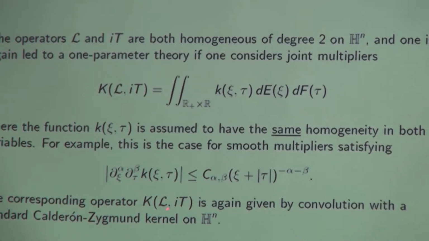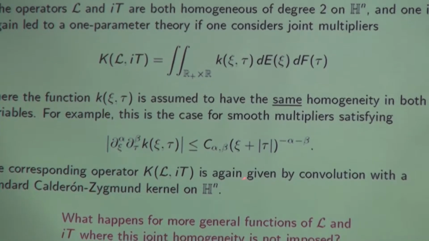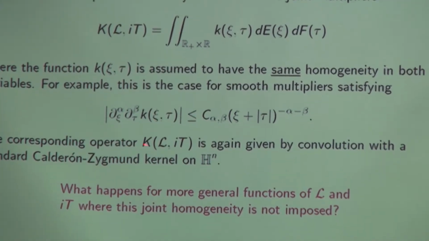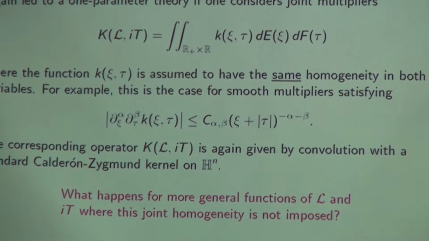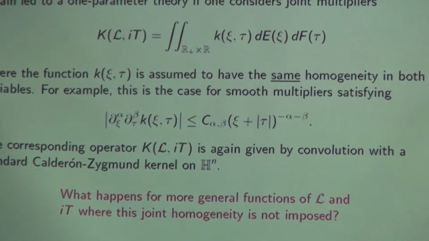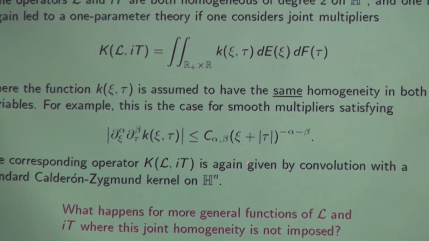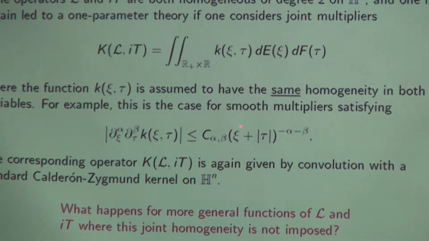It turns out that in that case, again, this operator is given by convolution with a standard Calderón-Zygmund kernel. So the real question is, what happens if instead of taking functions which are jointly homogeneous, we take functions where we don't impose joint homogeneity, but we somehow allow separate homogeneity in each variable?